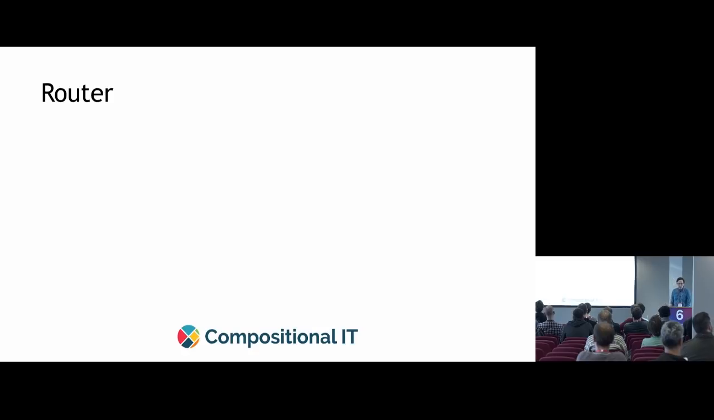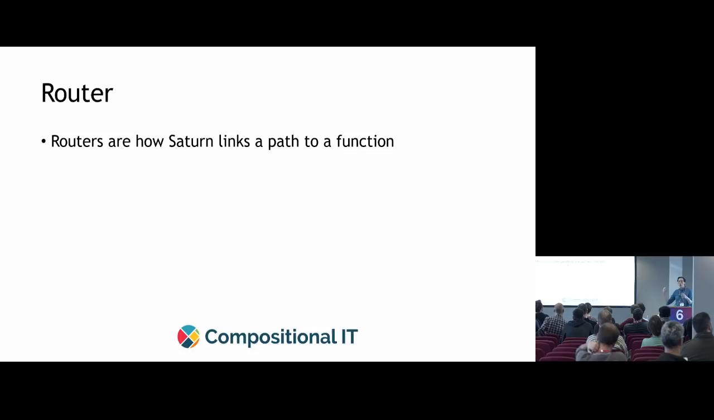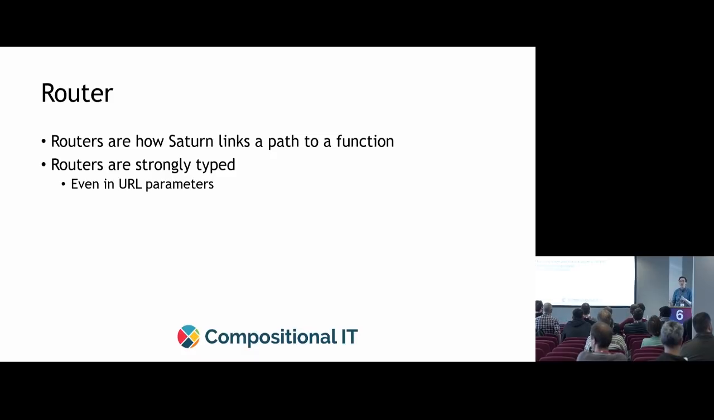Saturn then has this thing called a router. A router is how Saturn links a URL path to a function that's going to execute anytime that URL gets hit. Routers are strongly typed, even in URL parameters, which can be quite a weird thing to see, and we'll see that in just a second. And as I mentioned before, they're all composable, so you can have a router that directs to a router that directs to a router, all the way down the chain.